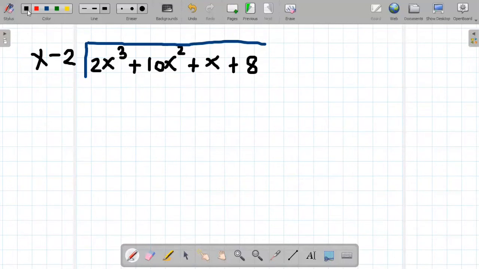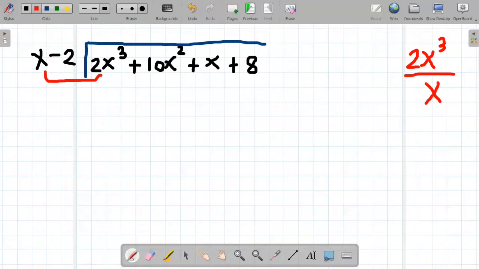Now we divide. We divide by terms. So 2x cubed divided by x. If you are having a hard time dividing, this is a review of your laws of exponents. So 2x cubed divided by x. So we will have x here.